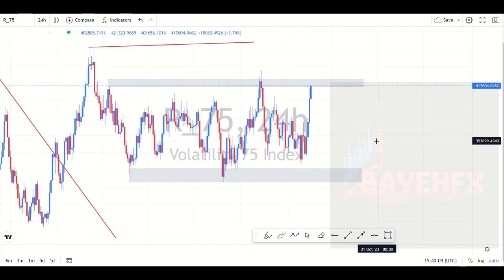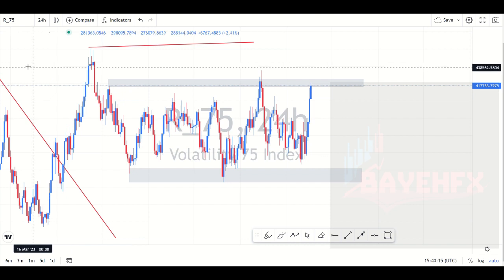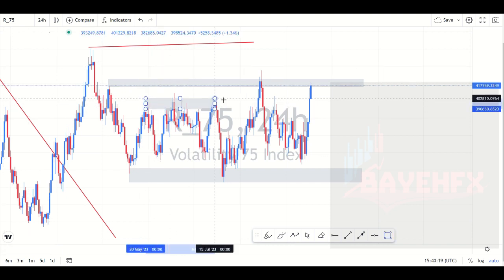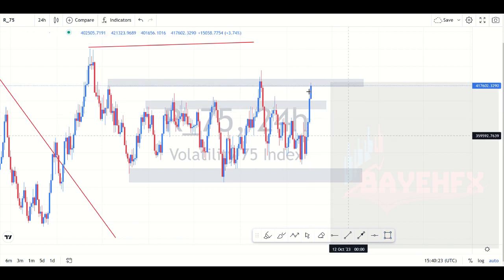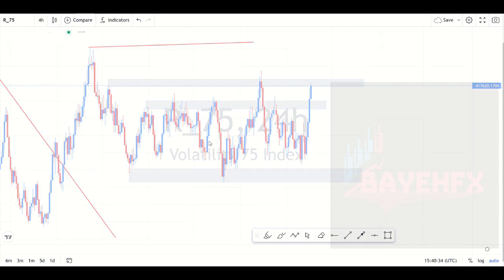As you can see, we are ranging. We have one, two touches. There was a previous ranging zone here, and we broke out and we are approaching the last resistance zone there. So let's go down to the smaller time frame to see exactly what is being formed in the market.